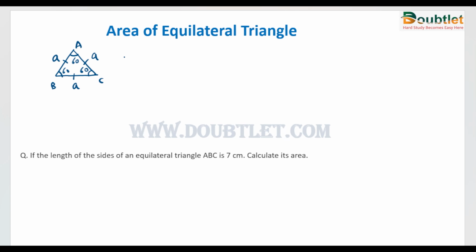Now if we need to find out the area, so the area of an equilateral triangle is root 3 divided by 4 multiplied by the side length squared. So here the side length is A, so we can write this as root 3 by 4 multiplied by A square. This is the area. Now if we need to derive this, then we will use the simple area of triangle formula.